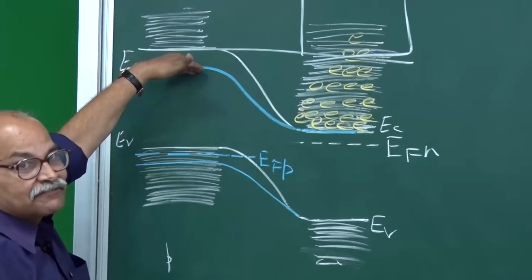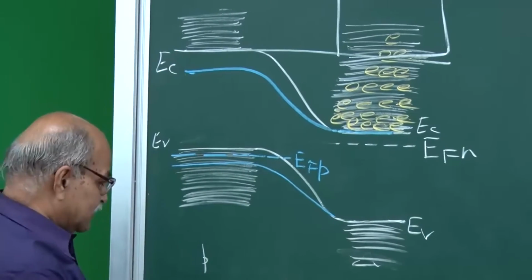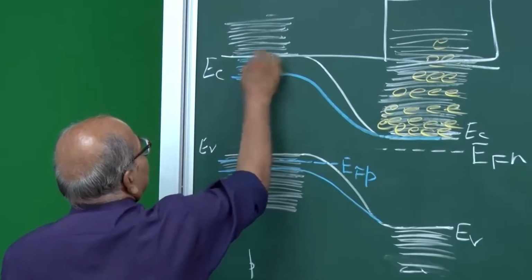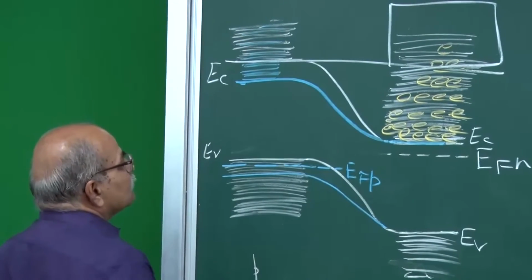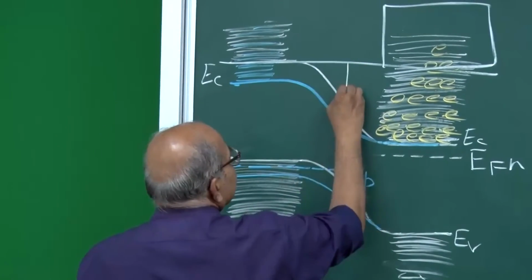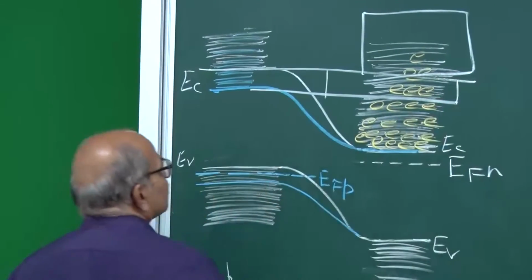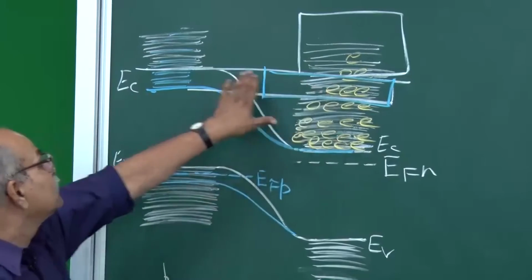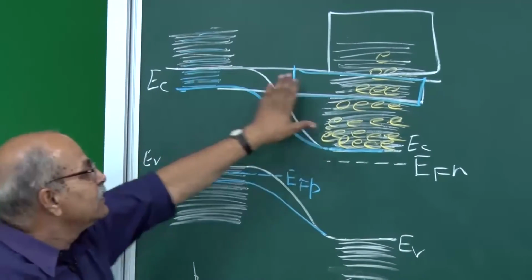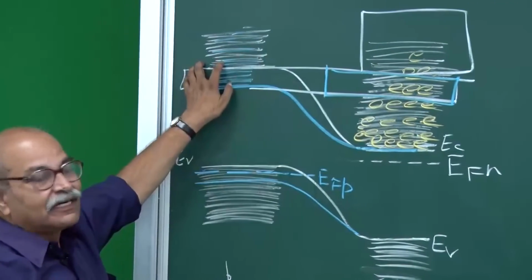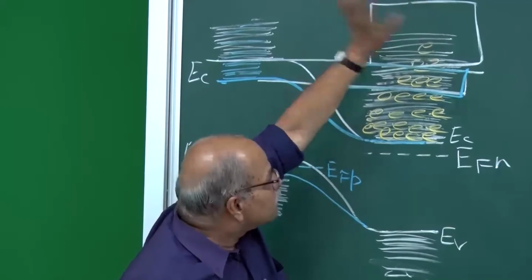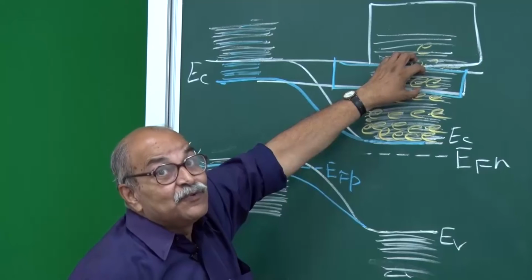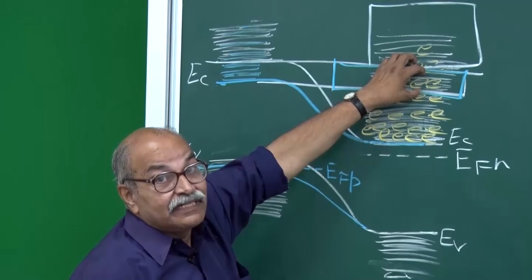But now the EC is shifted here. Now you have quantum states which start right from here. So now these electrons in this energy range can also diffuse to this side. Earlier only these were diffusing. Now these are diffusing, and on top of this these are also diffusing. So the diffusion will increase, the diffusion current will increase.